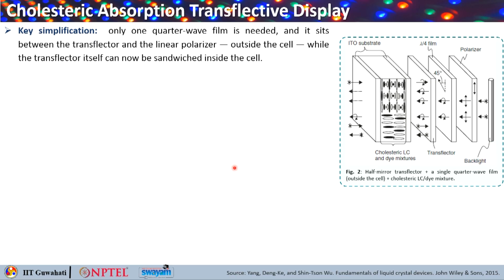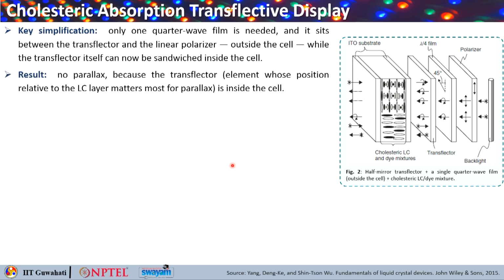So this is basically a similar kind of assembly to what you have seen earlier, but this is the cholesteric variant of the guest-host transreflective display, which is engineered specifically to solve the transreflector placement dilemma that was raised in the previous slide. Here you are basically removing one of the quarter wave films, as you can see. So what is the main advantage here?